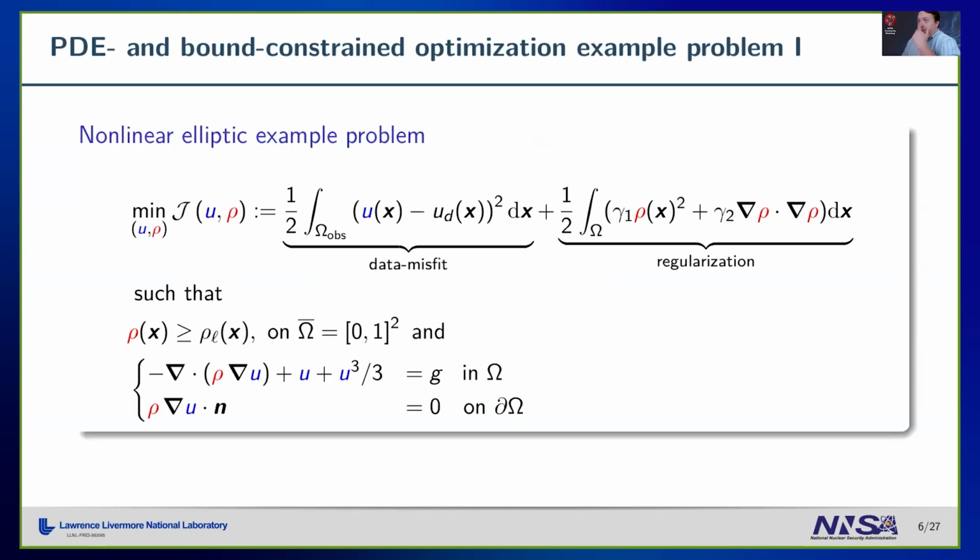To get a better idea of the problems I'll be looking at, here's an example problem I'll be discussing later, but just so you have a better idea. The objective, again, is defined by the discrepancy between the PDE solution and the data on some subset of the domain, and a regularizer, which penalizes too large values of rho and too large values of its gradient here.